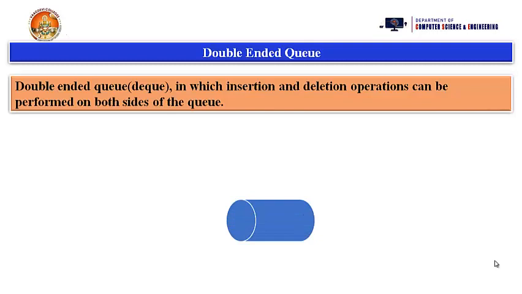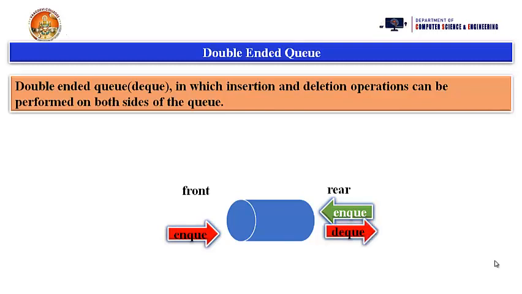And the structure of the queue is like this. It consists of two ends, front end and rear end. We can enqueue the element into the queue using the rear end, and we can enqueue the element using the front end, and we can delete the element from the rear end and we can delete the element from the front end also. So this is the double-ended queue.